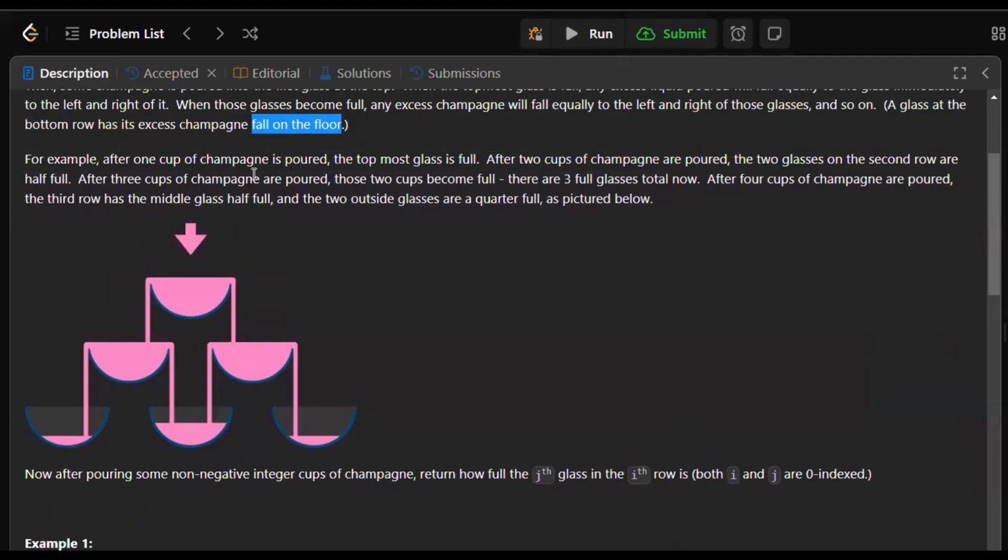Now, for example, after 1 cup of champagne is poured, the topmost glass is full. After 2 cups of champagne are poured, the 2 glasses on the second row are half full. That means if 2 units of champagne are poured here, 1 unit of champagne will fill the first row, and the other unit will be divided into 2 parts. Then half a unit will come here and another half unit will come here, and so on.